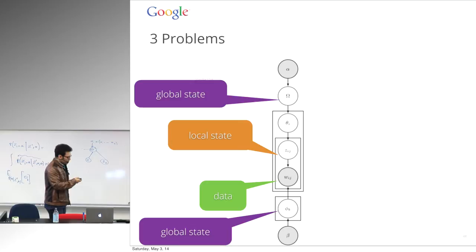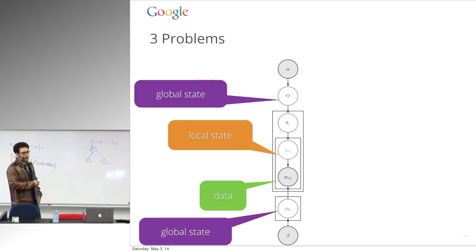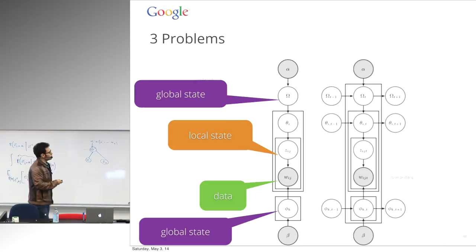So this local and global division in the graphical model applies not only to clustering, it also applies to topic models. And this is our graphical model. We still have the prior distribution over the topics, still a global state. And you have the topic distribution over the words, still a global state, because that's shared across all documents. The data is just our words. And then the local state is just the topic assignment of each word. And again, that also applies when you have temporal models.